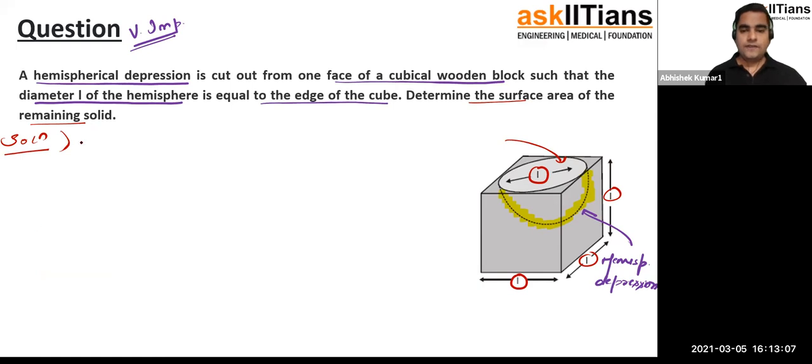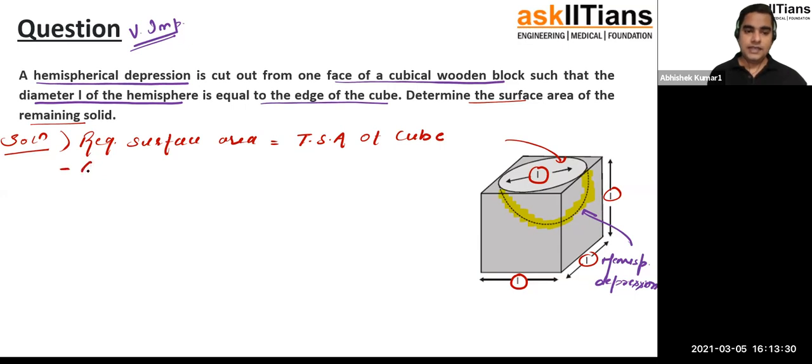Let me show you. So if you have to find out the surface area, then the required surface area will be what? Required surface area, that will be equals to TSA of this cube that you have. Okay, from that you need to subtract the area of the circular base of this hemisphere that you have. So minus area of circular base of hemisphere. Okay, and what needs to be done? To that you need to add the curved surface area of hemisphere, because you can touch that, right?